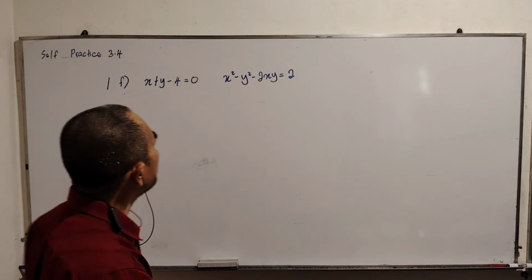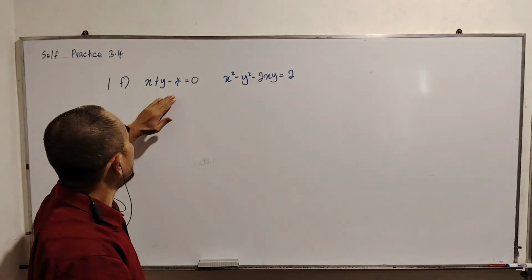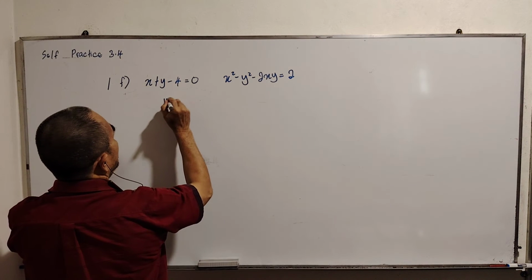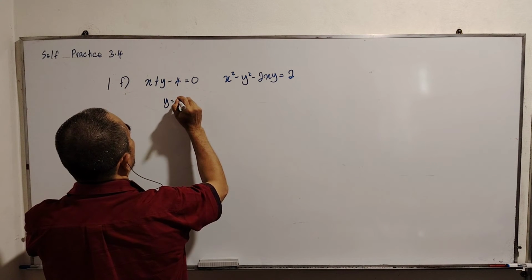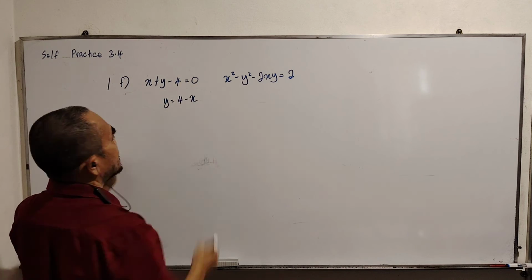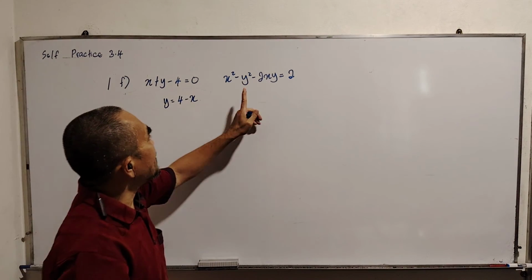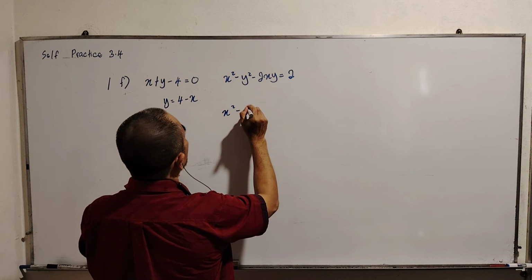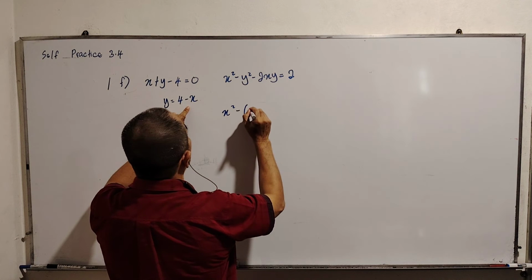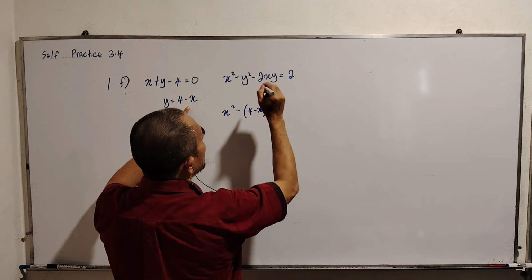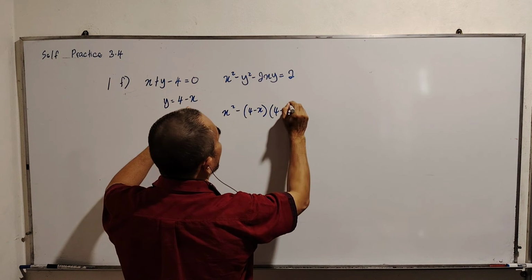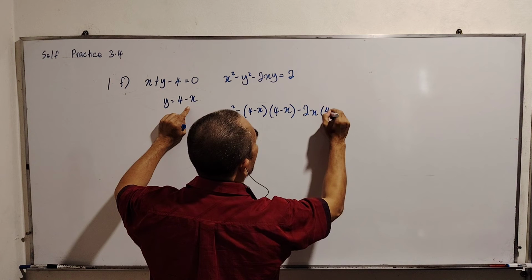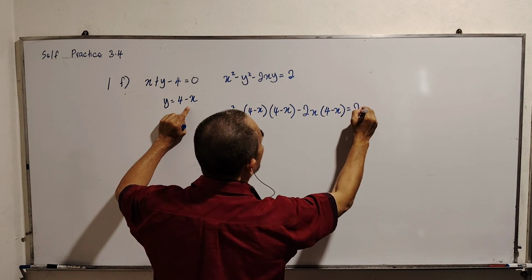And question F, you should take either X or Y to be the subject. I will take Y as the subject, so it becomes 4 minus X. Then we should replace all the Y with 4 minus X. So X squared minus Y squared. Y is 4 minus X squared. I could write X twice like this. Minus 2x times y. Y is 4 minus x equals 2.